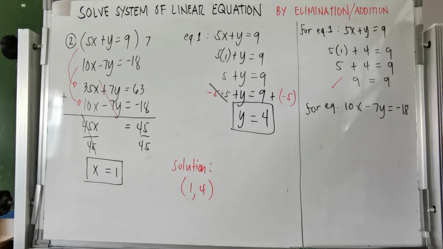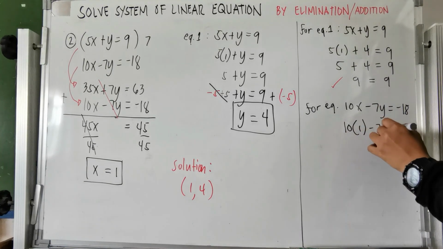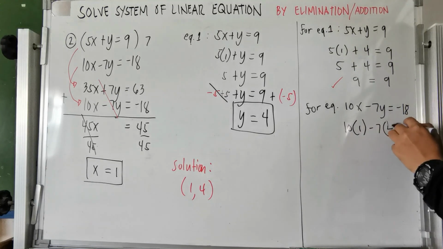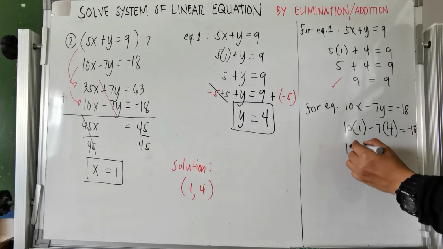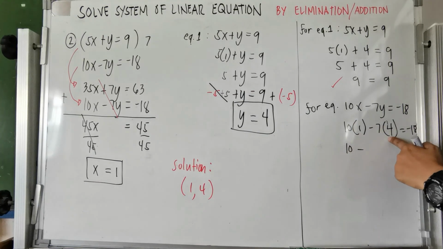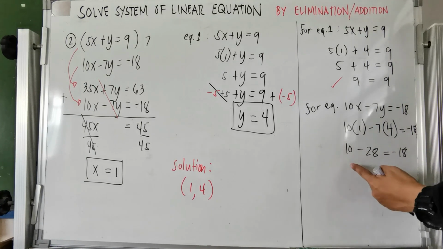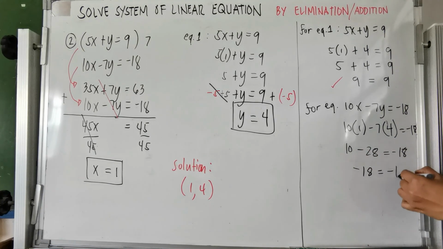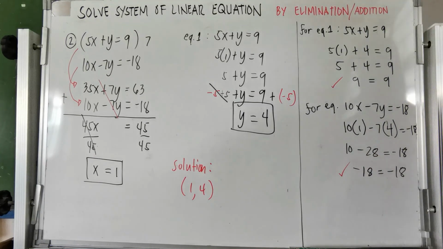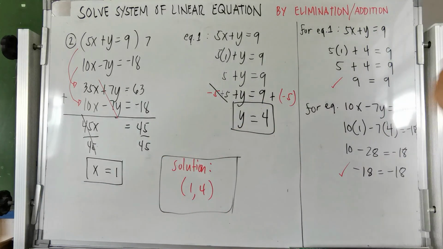We have 10 times 1 minus 7 times 4 equals negative 18. 10 times 1 is 10 minus 7 times 4 is 28 equals negative 18. So 10 minus 28 is negative 18. Ibig sabihin, nasatisfy din natin yung second equation. In short, our answer is correct, which is 1, 4.